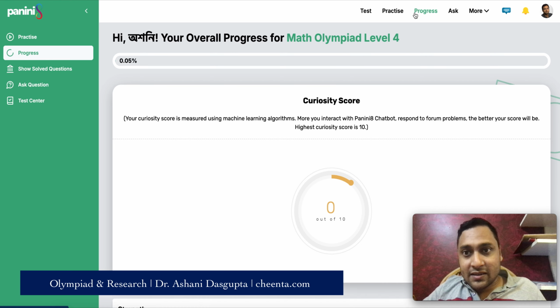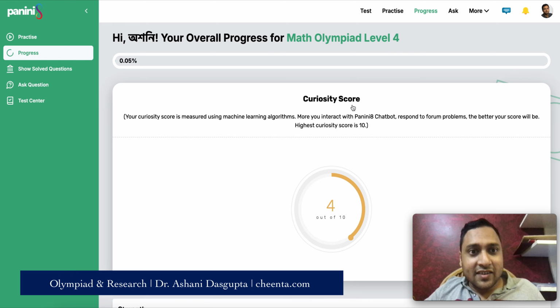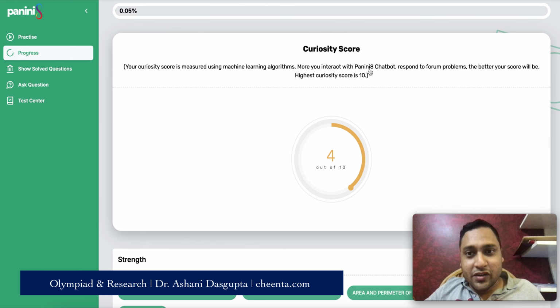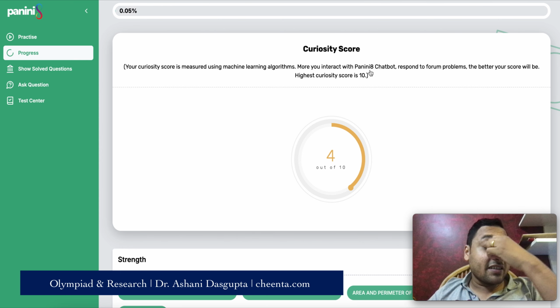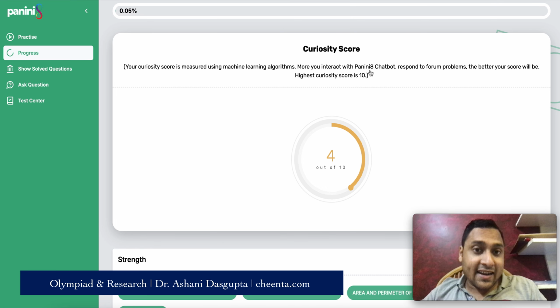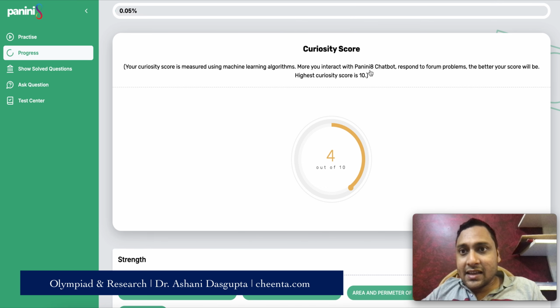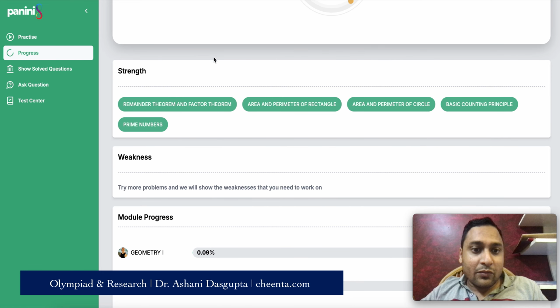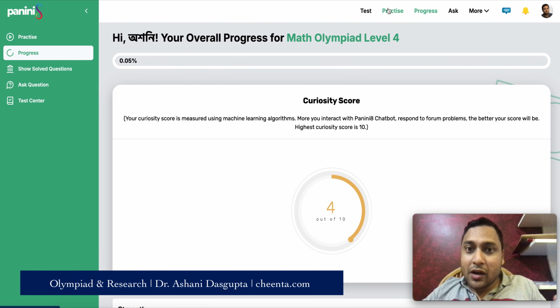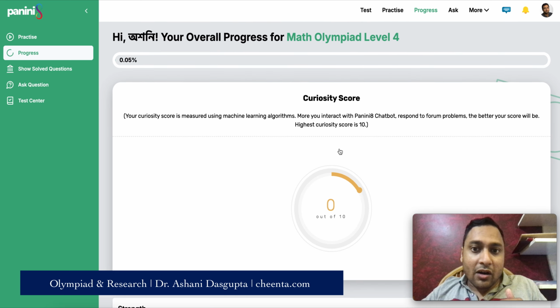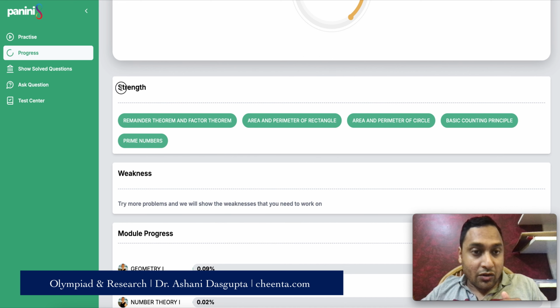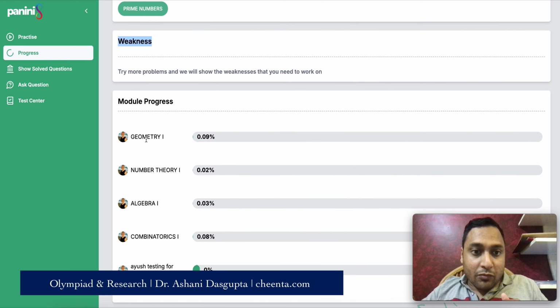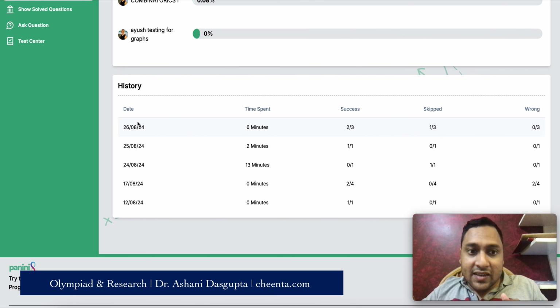But let's look at the progress button. The progress button first gives you the curiosity score, which is basically that machine learning driven algorithm that's going on at the back end. I'll speak about that in a moment, but it also gives you strengths and weaknesses depending on your performance in the practice page. So the more problems you practice, it learns more about your progress on different topics. It tells you about your strength, about your weakness, about module wise progress. And it also gives a history of the amount of work that you have done over a period of time.